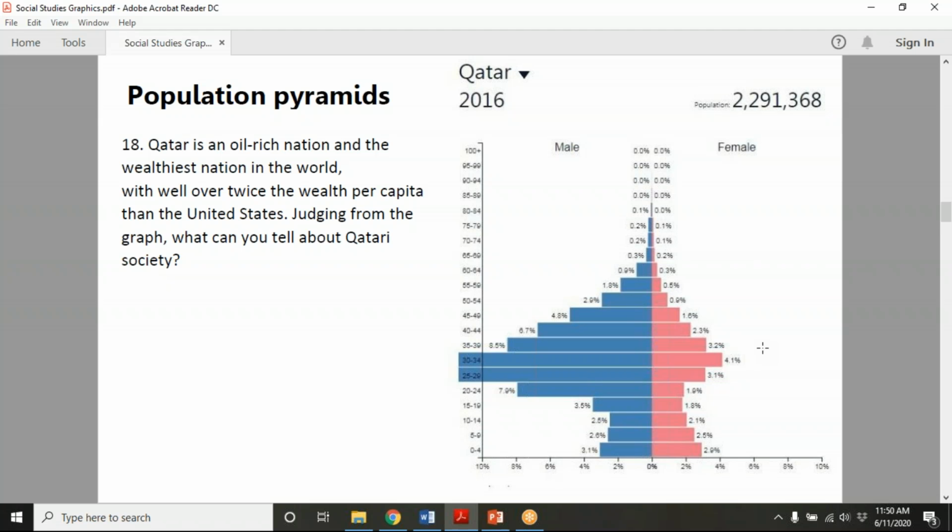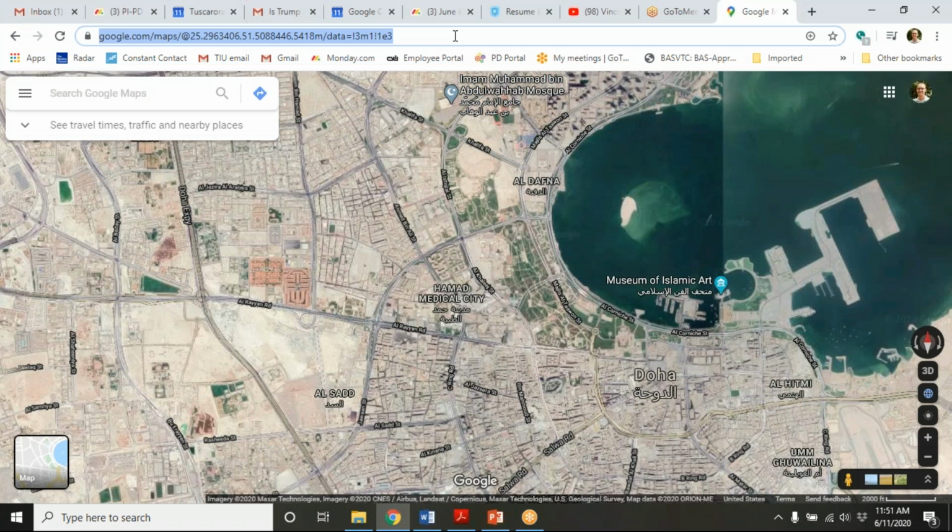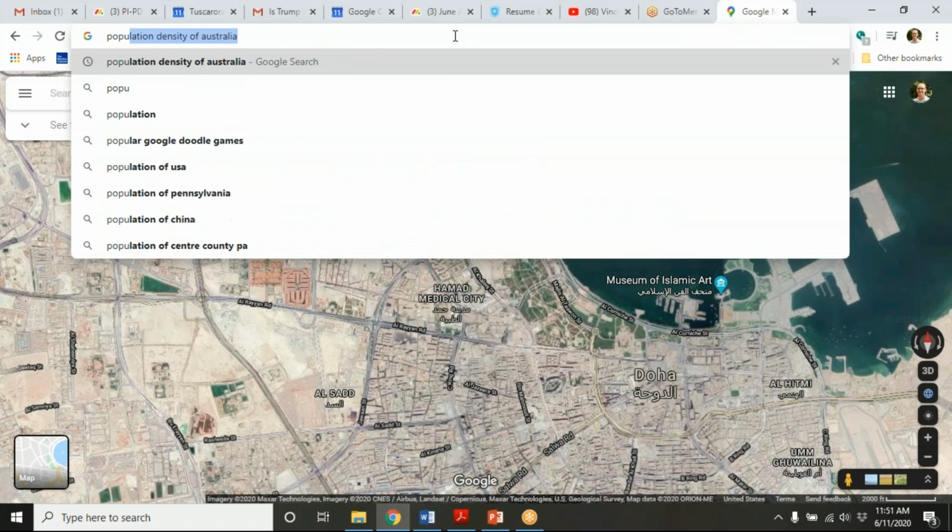But yeah, Qatar is a really interesting one. When I was making this, I looked at, if you look, actually, let's take a minute. Where did I find that?